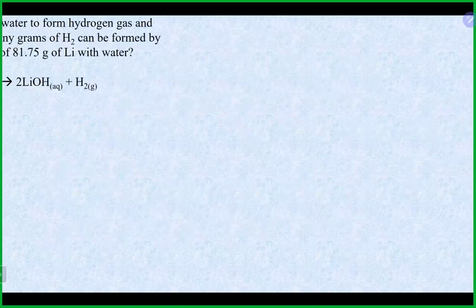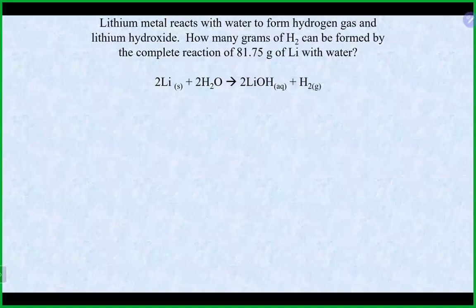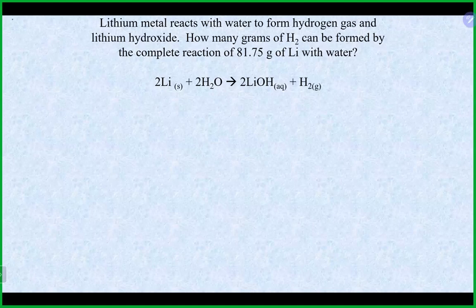So why don't you try one here? We're going to do the exact same equation or reaction, but in this case, we're starting with 81.75 grams of lithium, and we want to know how many grams of hydrogen we would produce. So lithium 6.941, hydrogen 1.008. All right, so take a few moments there, follow the 4 steps, and see what you end up with.